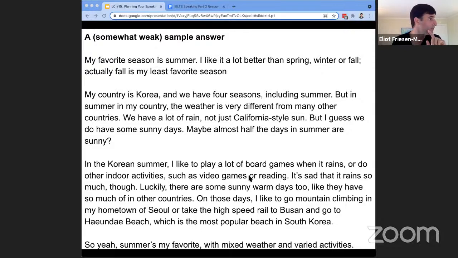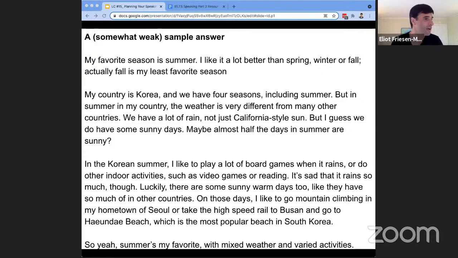Good. So the second line in the first paragraph is something we could remove. In the summer in my country, the weather, I like it a lot better than spring, winter, or fall. Yeah, I mean, it's kind of unnecessary there. If you say summer is my favorite season, then we don't really need to have this comparative sentence here afterward. That's a good point. Good. Yeah, other people agree with that.